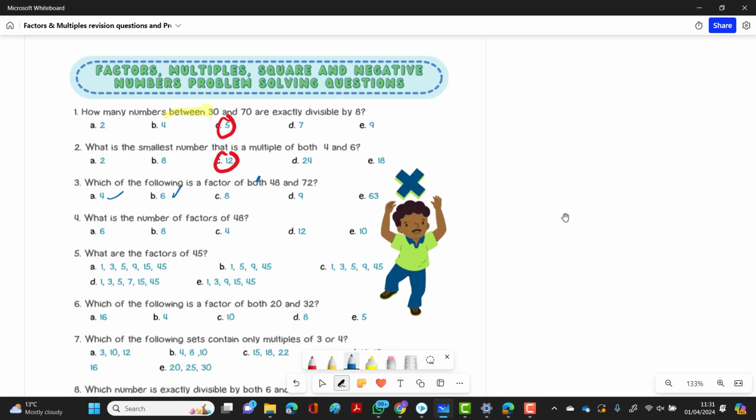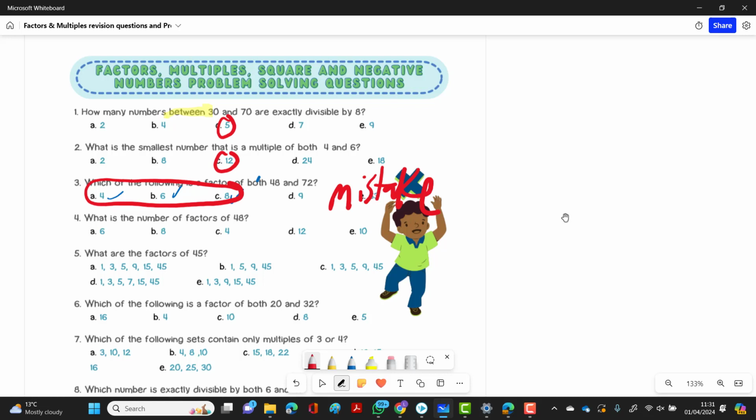So 4, 6, 8, 9, 63. So number 3 should be, well, it's got a C, but there's a mistake here. The options aren't there, so mistake. It should be all 3, or these two should be different numbers. Yeah, so we'll get it changed.